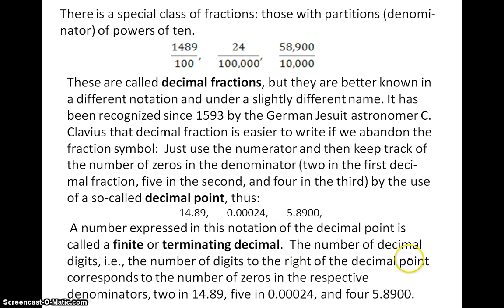A number expressed in this type of notation with the decimal point is called a finite or terminating decimal. Terminating means to stop, meaning it doesn't repeat, and we will talk about repeating decimals later. The number of decimal digits, the digits to the right of the decimal point, corresponds with the number of zeros in the respective denominators. So again, 2 in 14.89, 5 zeros in the partition of 2400 thousandths, and 4 zeros in the partitioning of 5 and 89 10,000ths.